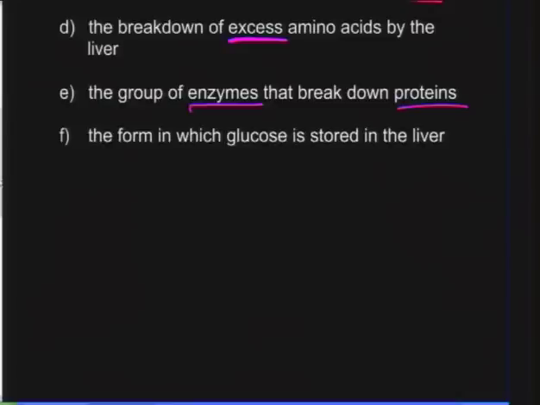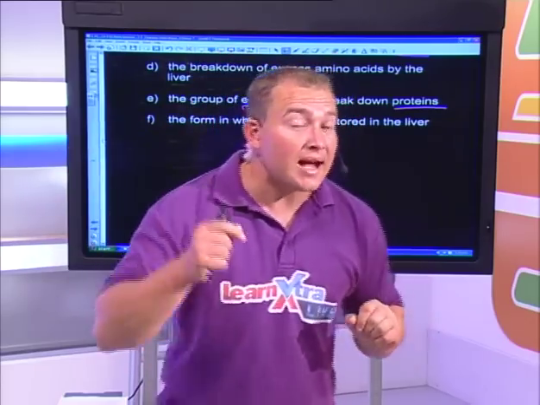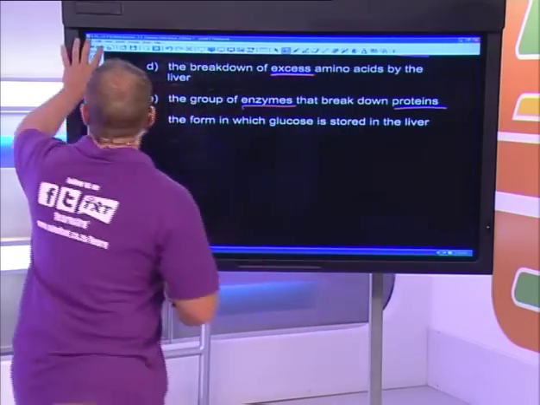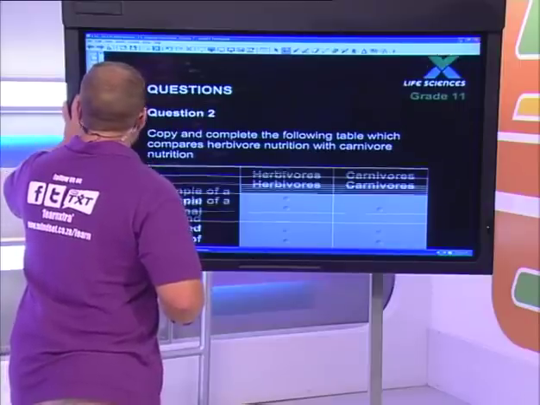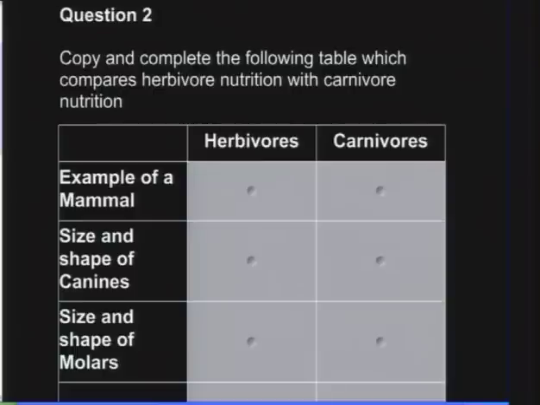Next one. The form in which glucose is stored in the liver. It's glycogen. Remember that, glycogen. I was explaining it to you. Now, I want to get onto this part, which is quite cool. The comparison between a herbivore and an omnivore.